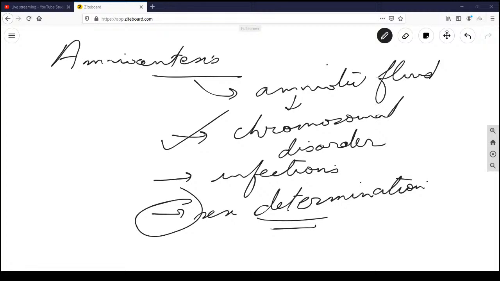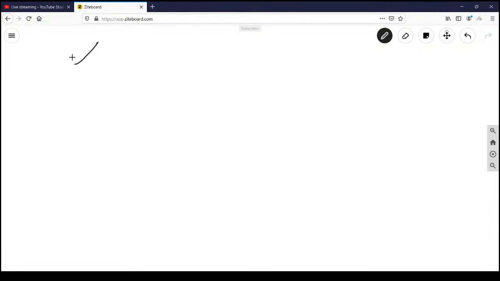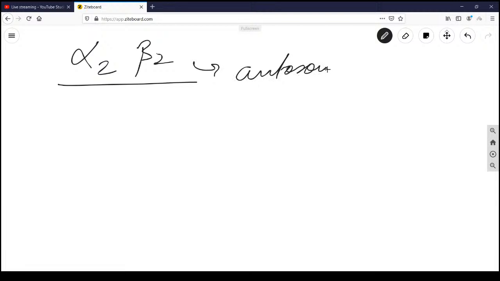Question number 30. Now 31. If both parents are carriers for thalassemia, I have told you in the previous classes also, we have two types of thalassemia, causing improper hemoglobin synthesis: alpha thalassemia and beta thalassemia. And thalassemia is nothing but an autosomal recessive disease, because the genes are present on the autosomes, not on the allosomes or sex chromosomes.